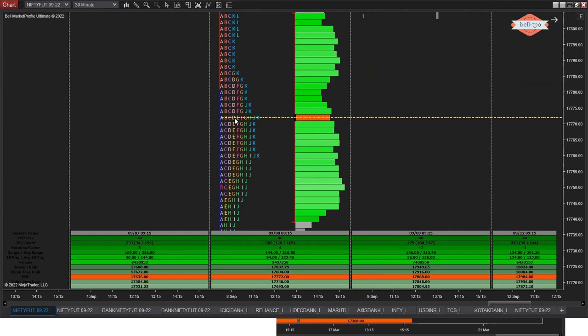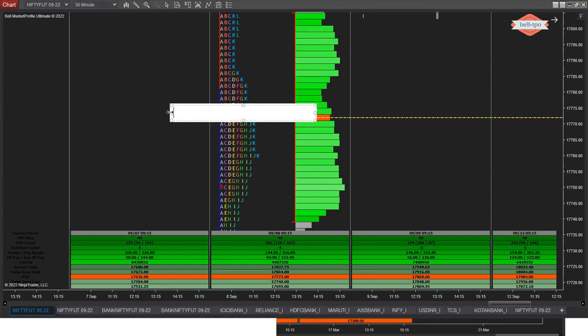So A, B, C, D, E, F, G, H, J, K. Here I'm seeing 10 times. 10 times a particular price level is getting traded. If I know this information as an intraday trader or a short-term trader, I know that this is going to be on a daily basis. This is what the market does most of the time.